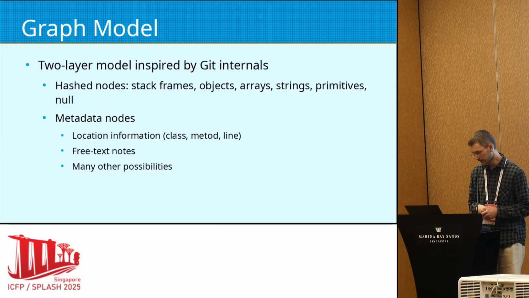And the second layer is some layer above this one, which stores metadata related to these hash nodes. So for example, we can create some location information like class, method, line number, free text nodes, and many other possibilities. And these metadata nodes point to these hash nodes and tell us something more about, for example, this node is important because it is related to some bug, this node was collected from line number 40, and so on.